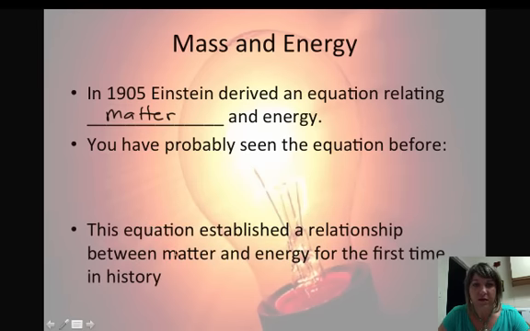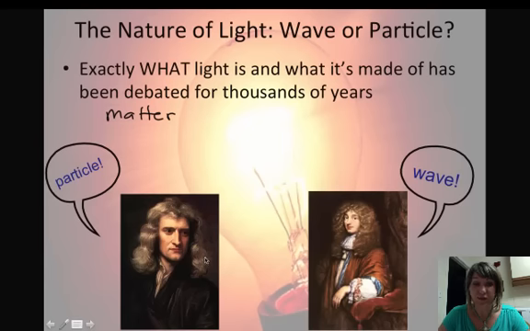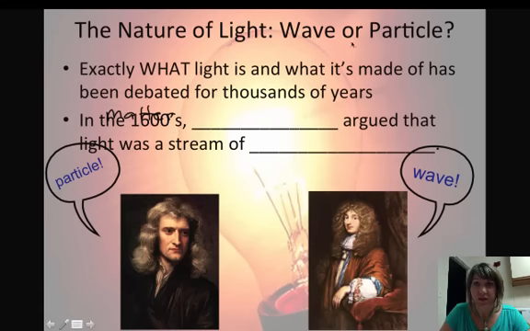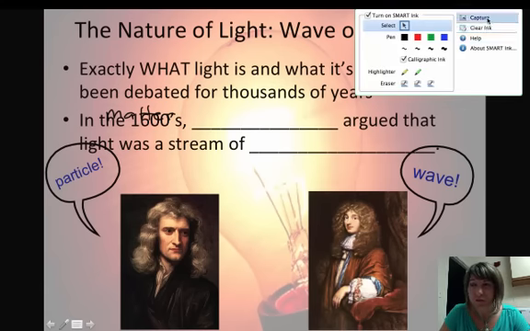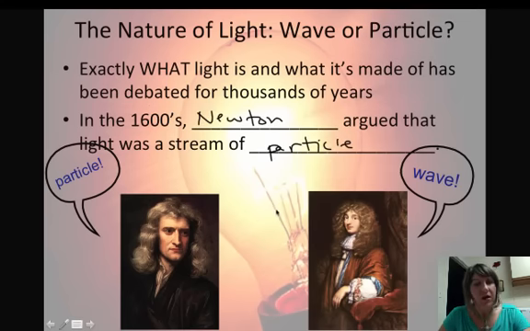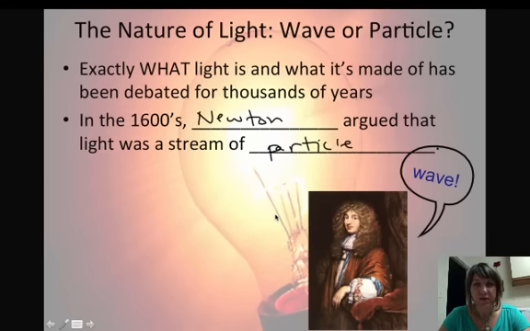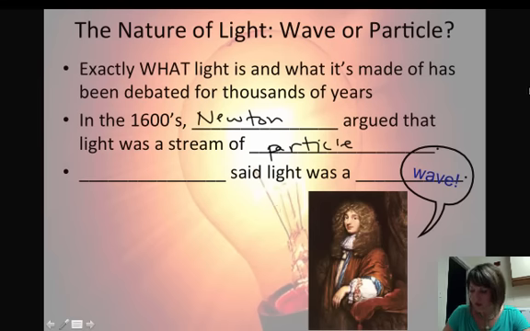This equation described a relationship between matter and energy for the first time in history. Before then, like in the 1600s, there was no agreement on what light really was. Isaac Newton said light is a particle. But another scientist, Huygens, said no, light's not really a particle. We could describe light more like a wave. So which scientist do you think was right?